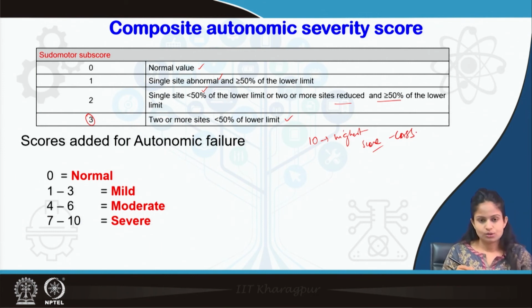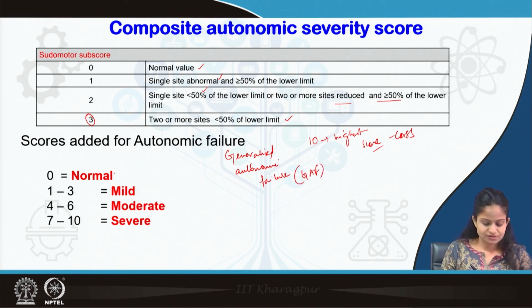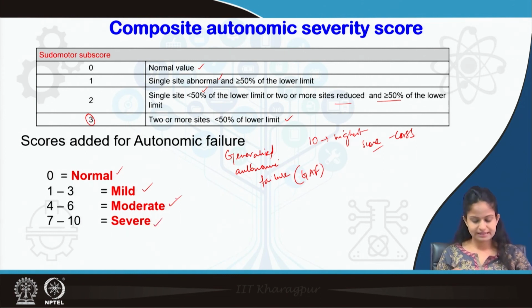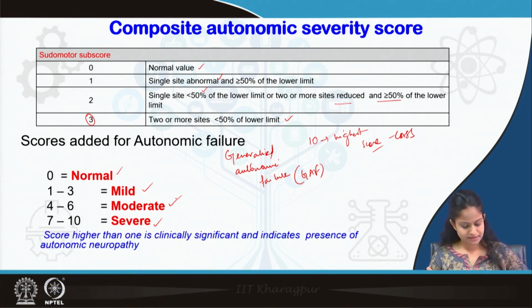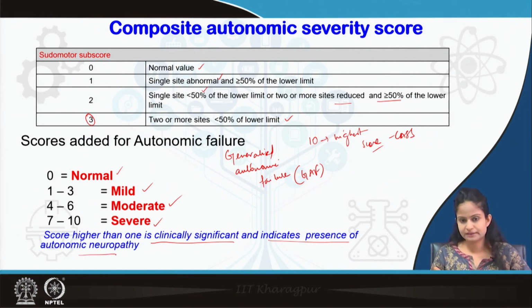So, when we are talking about autonomic failure, we are talking about generalized autonomic failure, not only cardiac autonomic neuropathy. In generalized autonomic failure, we have 0 as normal, 1 to 3 as mild, 4 to 6 as moderate and 7 to 10 as severe. Generally, if you get a score of 1 or more, that means the autonomic neuropathy is significant in that person. So, a score higher than 1 is clinically significant and usually indicates the presence of autonomic neuropathy.